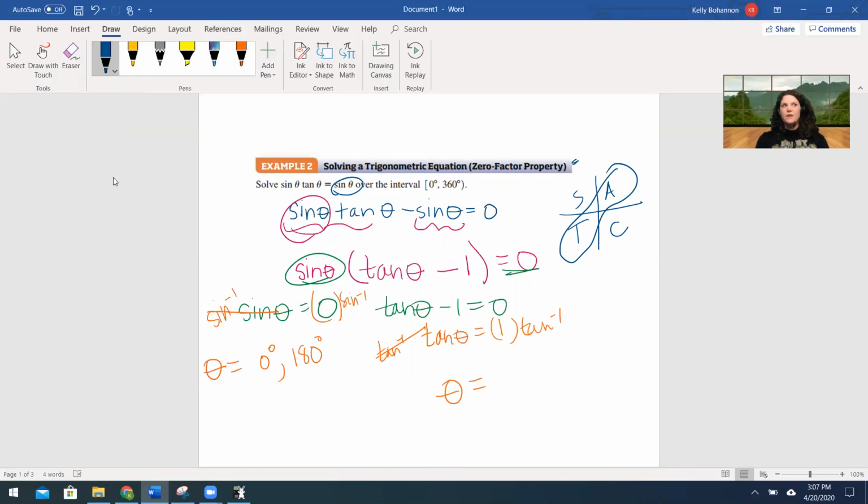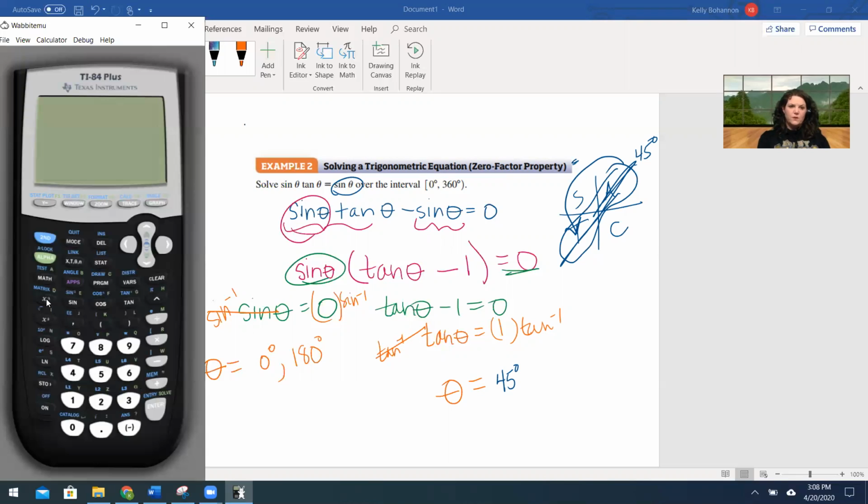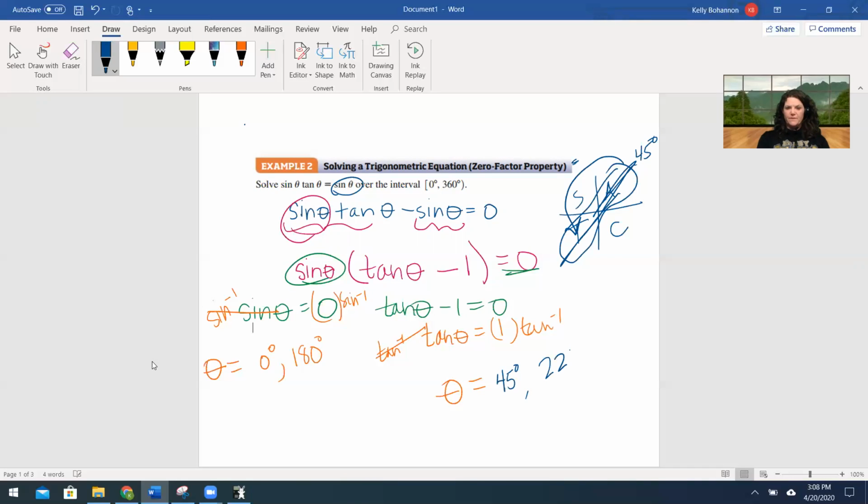Now, tangent, remember, is y over x. So I'm looking for where my y and my x value are the same, which is at 45. So I know right here at 45 degrees, tangent is equal to positive 1. So that is one of my answers. And then if you like, the other answer is directly across from that. So it's 180 degrees away. So I can just do 180 plus the 45. And that will give me my other one. So 225. So those are my two answers for tangent. And that's it.